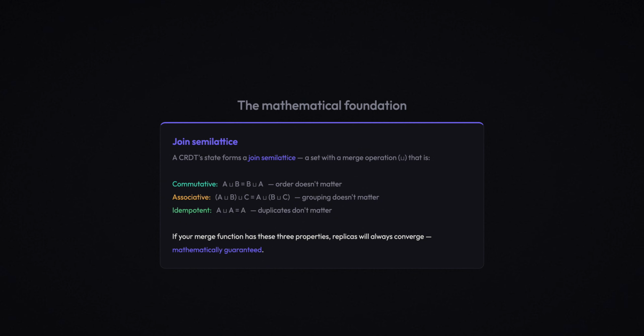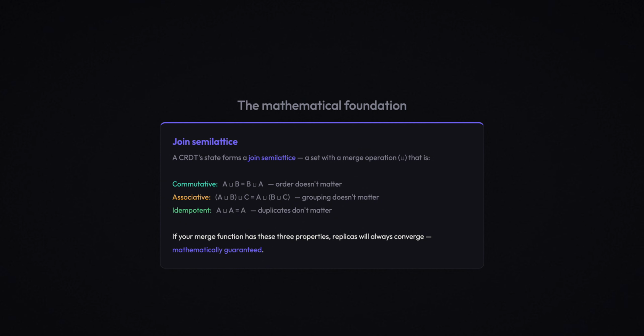Operation based CRDTs, or CmRDTs. Replicas send individual operations. Increment by 1. Add element X. Operations must be commutative so they can arrive in any order. Messages are small, but the network must deliver them reliably, at least once. In practice, most modern implementations use delta state CRDTs, a hybrid that sends only the state difference since the last sync, not the full state.